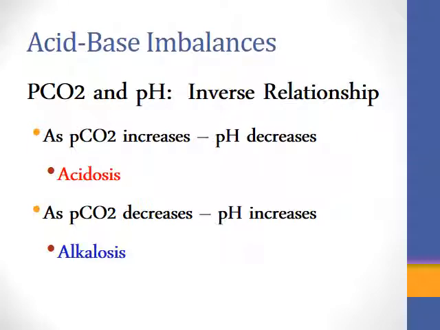Alright, and this slide shows you that they do have an inverse relationship, which is what I just told you. As the PCO2 increases, your pH will decrease. And that shows acidosis because a decrease in pH is acidotic, an increase in CO2 is acidotic, so you have acidosis. As your PCO2 decreases and your pH increases, then it would be alkalotic. It just goes in the opposite direction.